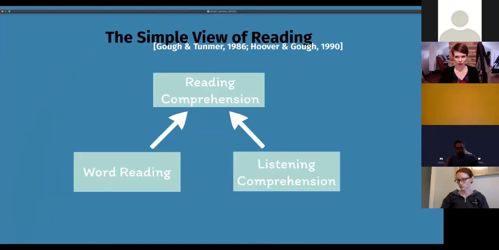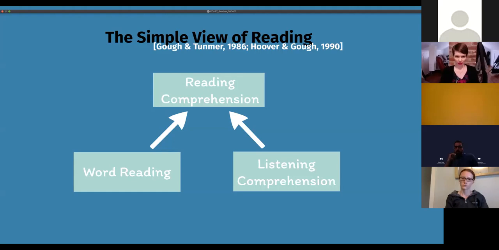So here's the simple view of reading again. I've just reworked the frame. So again, reading comprehension is our goal, and it's the product of these two components, word reading and listening comprehension. Now, while the simple view of reading has done a lot in terms of advancing our understanding of skills for reading development, it is a simple view.